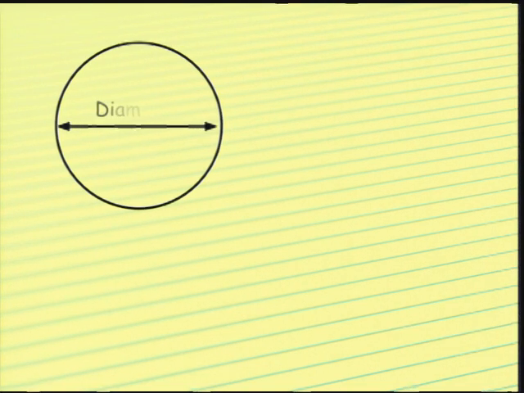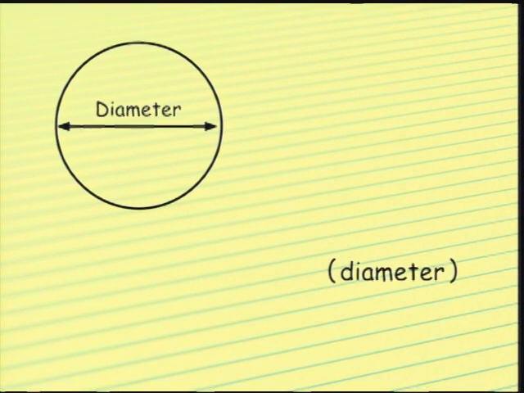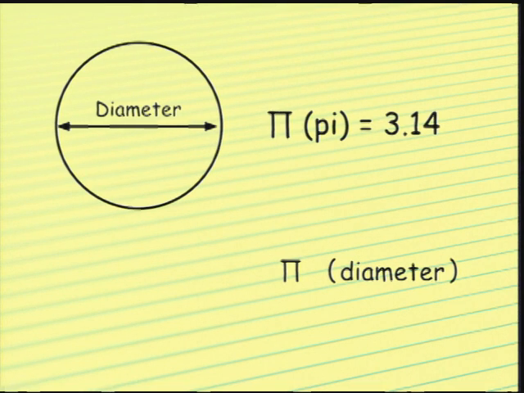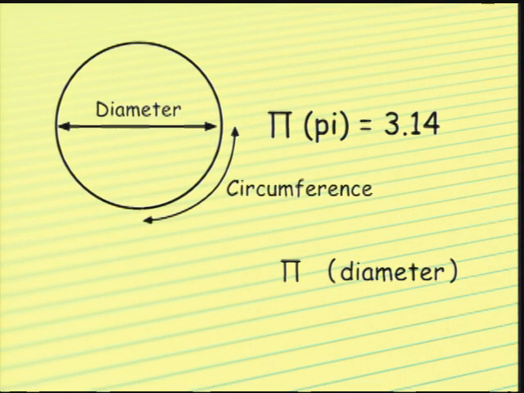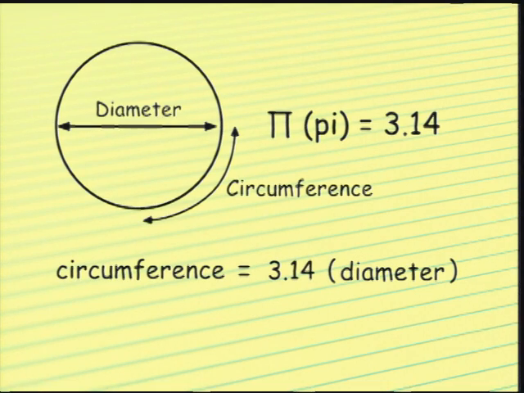To accurately measure a circular shape, such as a circular water tank, determine the diameter, which is the distance through the center of the circle. That length times the ratio, pi, which has a value of 3.14, is equal to the circle's perimeter. So the formula is circumference equals 3.14 times the diameter.